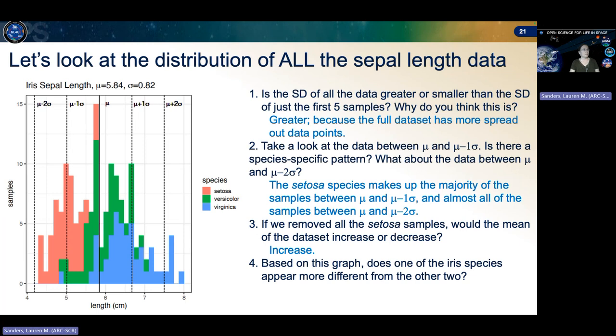And so then based on this graph, does one of the iris species appear to be more different than the other two? Yes, we can see Setosa has less overlap with the other two than they do with each other. So kind of taking all of this together, what we can see is that we can use the mean and the standard deviation together to not only start to describe a data set, but to describe the different parts of a data set. So how different one species or one group is from the others based on how many standard deviations those data points are from the mean.